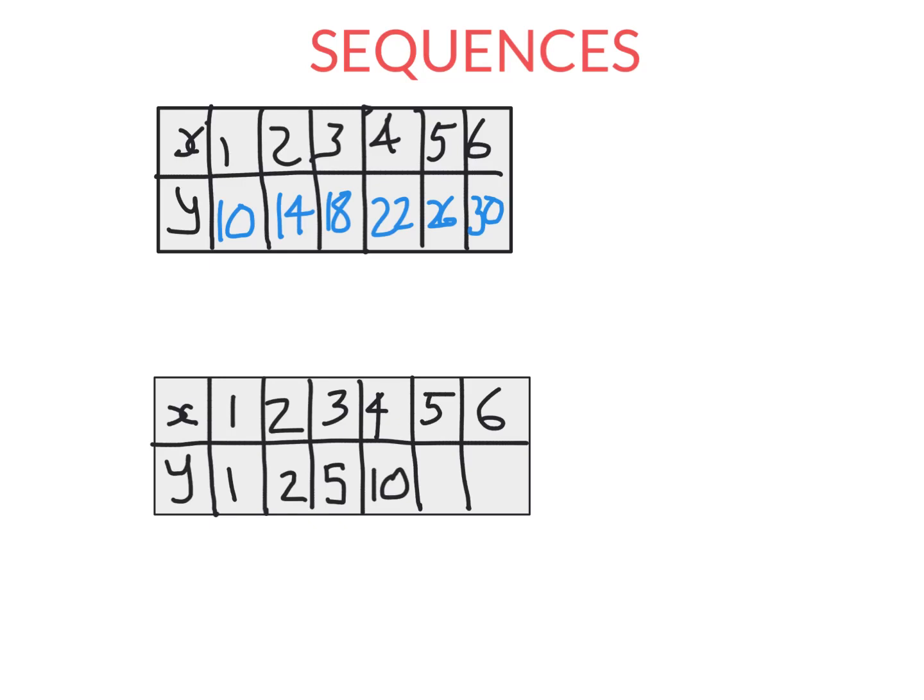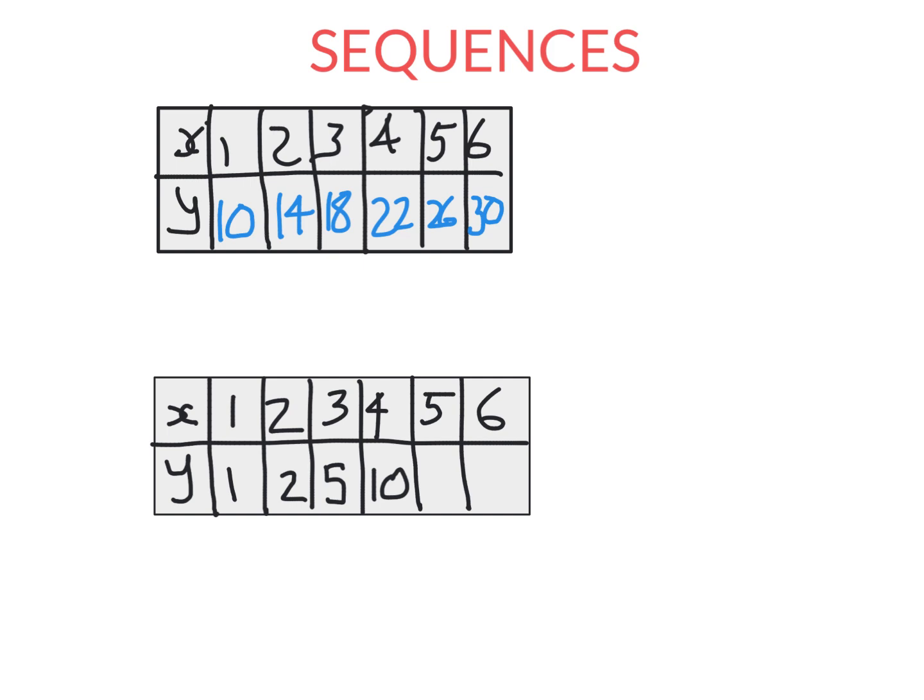Thank you so much for tuning into this video in which we will look at sequences of numbers. So here we just have a list of numbers. x here gives us the index of it. So the first term we call it is 10, second term 14, third term is 18, and so on. These sequences follow a predictable pattern.